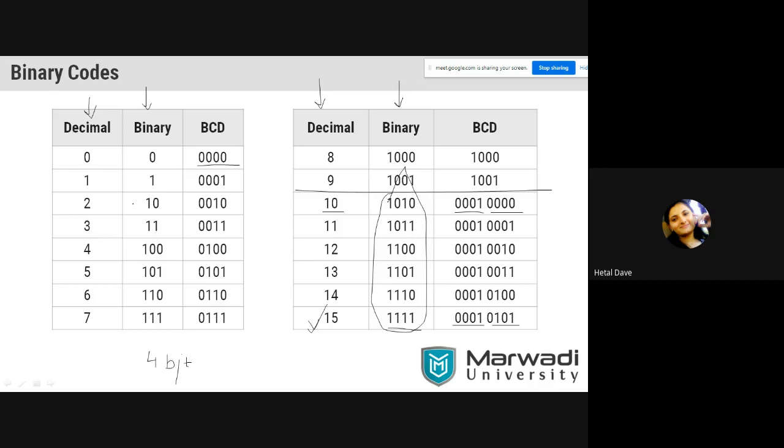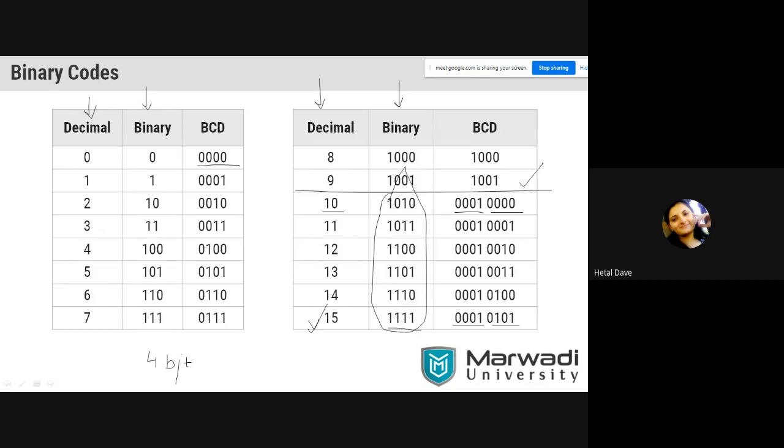Is there any doubt with this? If I have 2 bits, then I can have 4 combinations: 00, 01, 10, 11. Either both bits are 0, or one bit 0 and one bit 1, or the first bit 1 and the second bit 0, or both bits 1. So if 2 bits, then a total of 4 combinations. If 3 bits, a total of 8 combinations. But BCD is 4 bits, so actually 16 combinations can be made. But you can see in BCD only up to 9 is used.